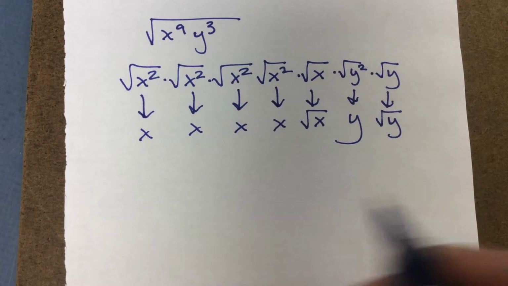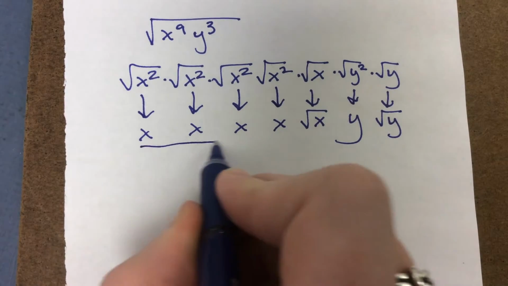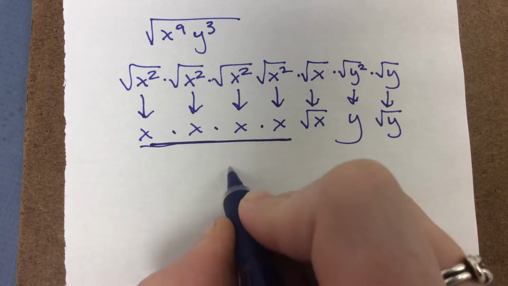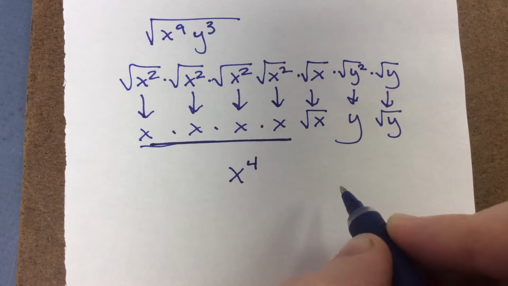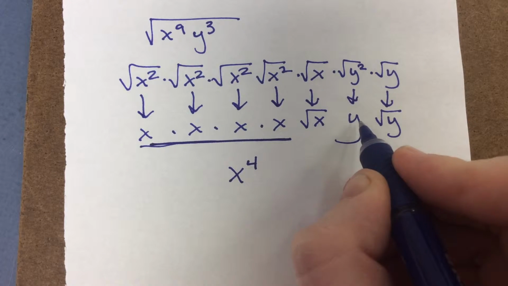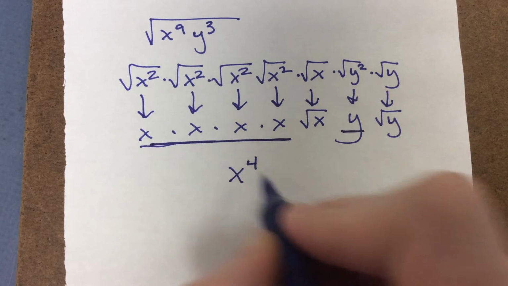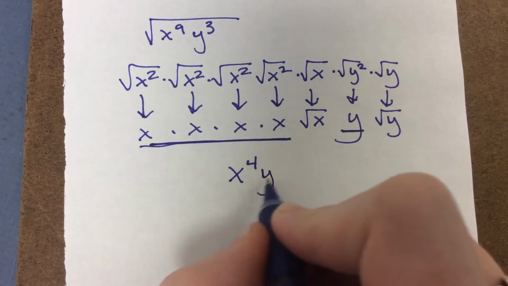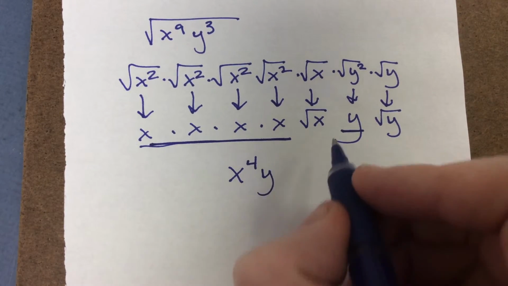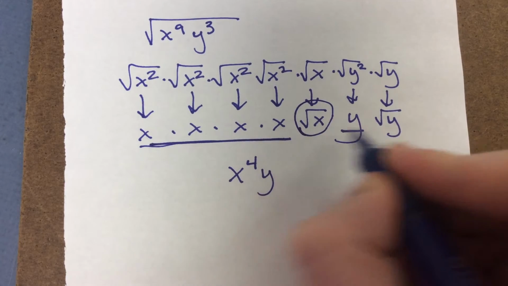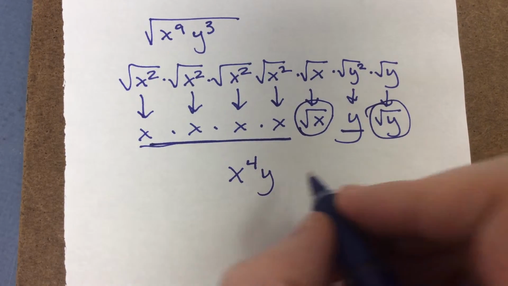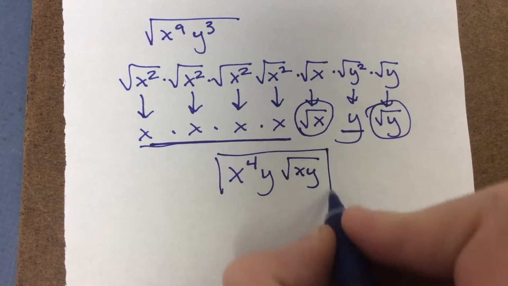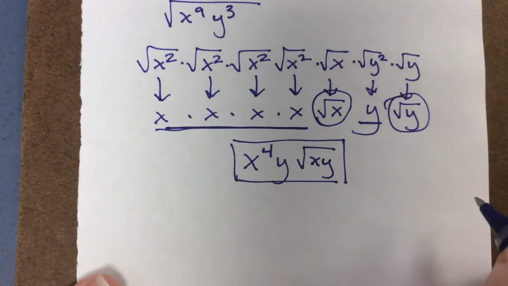So from here, I have x times x times x times x, so that's an x to the 4th. And I also have a y. All of those variables ended up simplifying out of the square root, so those are going to be out in front of the square root. My square root of x and the square root of y are left inside the square root, so I have an xy left inside. Okay.